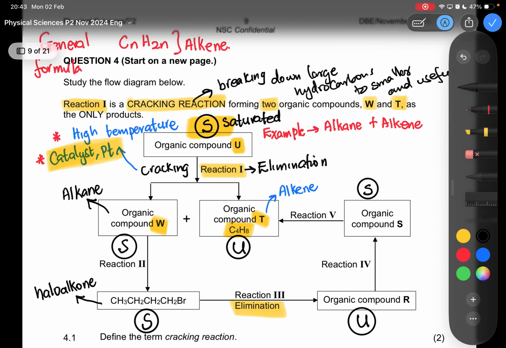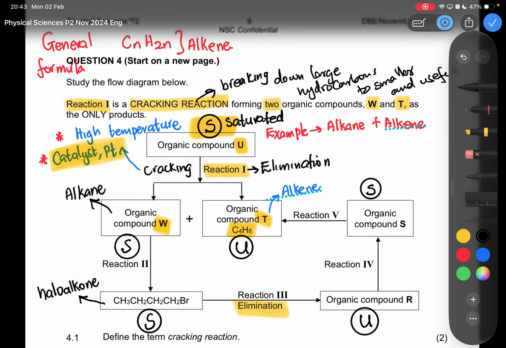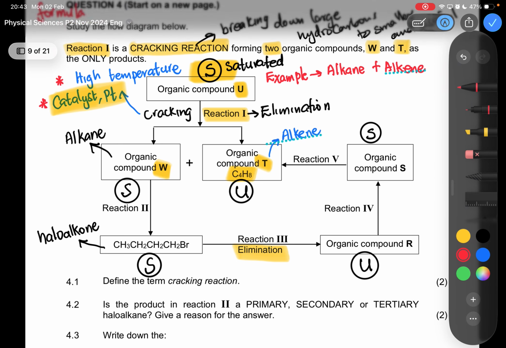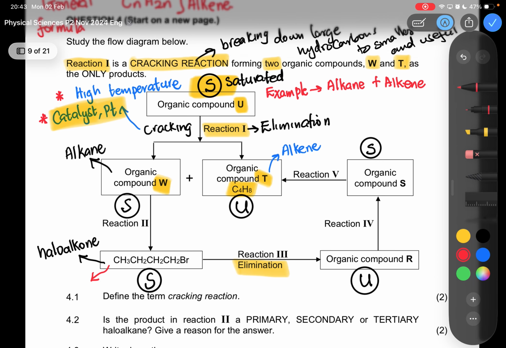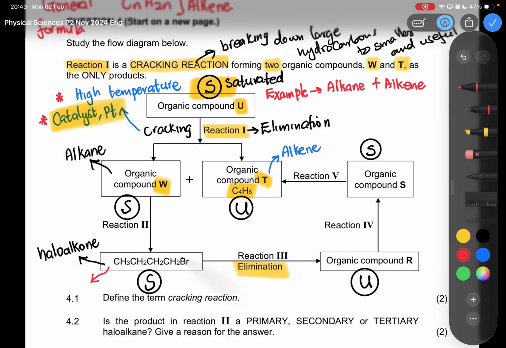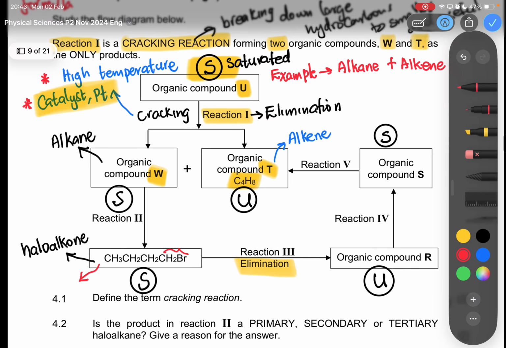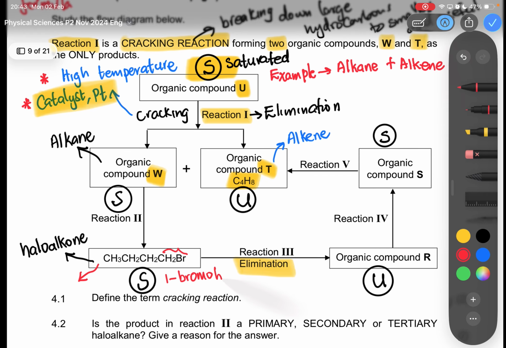Again, let us give the IUPAC name of this compound here. Okay, so already you'll be seeing questions now. The IUPAC name of this compound, look at our Br. Our Br is in the first carbon. So we can call this compound 1-bromobutane. So it has the IUPAC name 1-bromobutane.